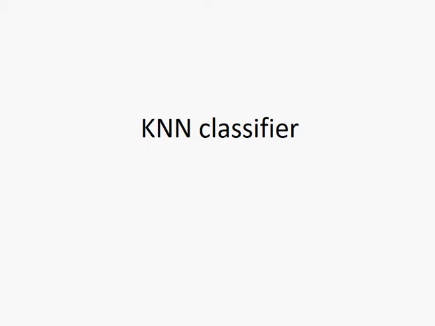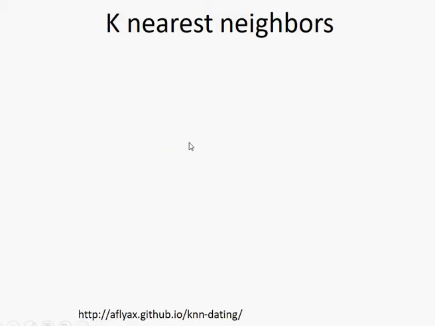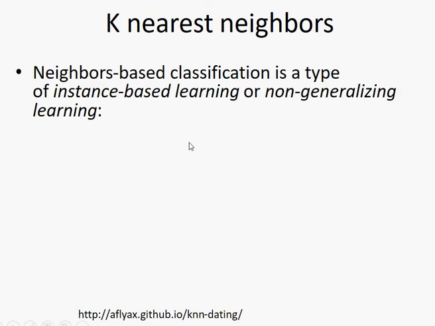Hello, this week we're going to be looking at our first Python implementation of a classifier, and this classifier is going to be k nearest neighbor, or KNN. The principle of KNN is that it uses a type of instance-based learning, or non-generalizing learning. Sometimes you may hear it referred to as a lazy learner.